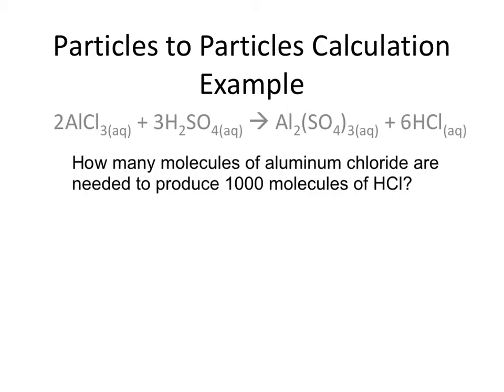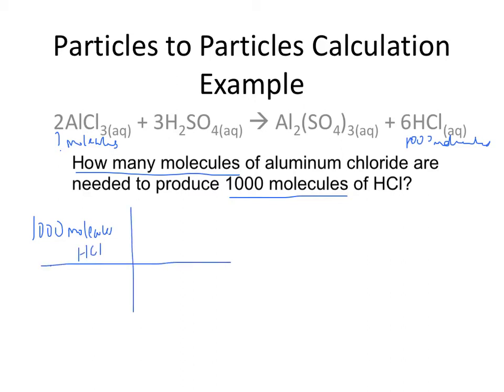So we start with our given, which would be here, 1,000 molecules. And we're looking for how many molecules of AlCl3. So this would be what we want. We start the same way as we start everything, with our given. So we have 1,000 molecules of HCl. Our first step is to go from molecules to moles, because moles is the only way we can cross over from one substance to another.